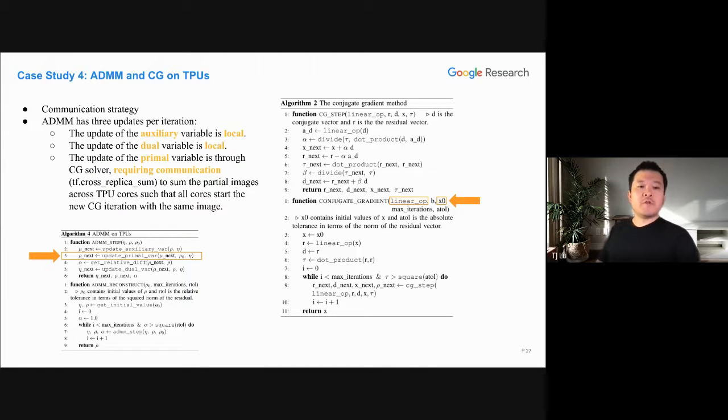This slide shows the communication strategy, where we need sending or receiving data among TPU cores. As I mentioned before, ADMM has 3 updates per iteration. The update of the auxiliary variable is local. The update of the dual variable is also local. The update of the primal variable is through the CG solver, which requires communication. The communication is done through cross-replica sum, which is to sum the partial images across TPU cores, such that all cores start the new CG iteration with the same image. This is the only place we need communication.